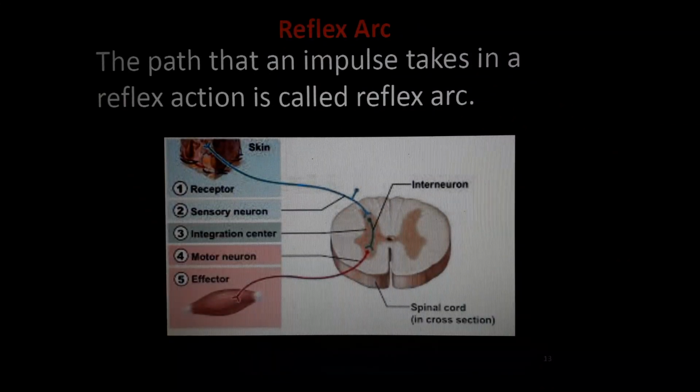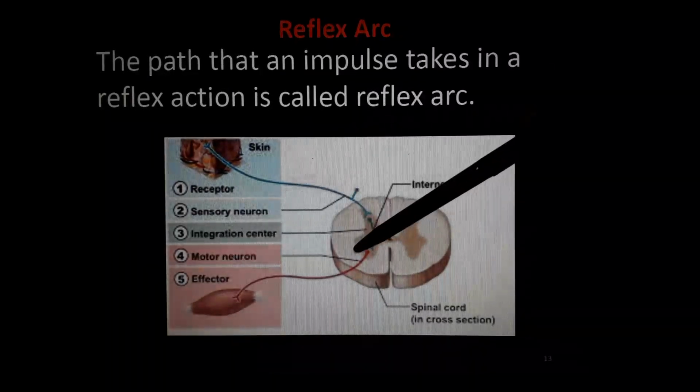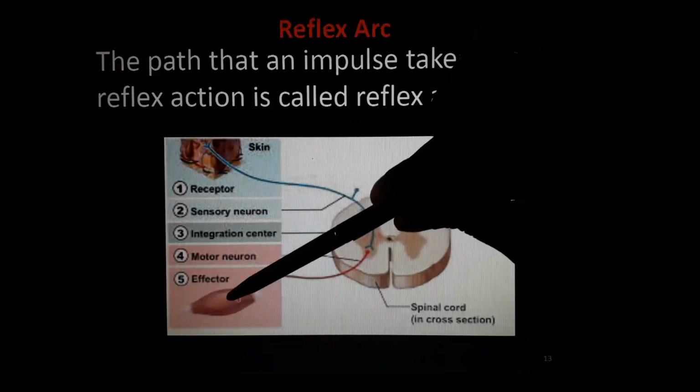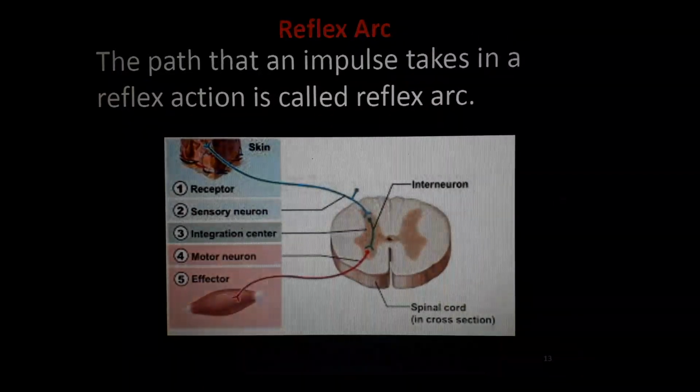Very important. And this path is called the reflex arc. This is very, very important. Reflex arc. See, this path. From the skin, here burn occurred. The receptor sends it through neurons to the interconnection center. These are the sensory neurons which take the signals from the receptor to the spinal cord. From the spinal cord, the integration center, automatically it sends the message back to the motor neuron, and the motor neuron sends the signal to the effector or the muscles. And suddenly the muscle will contract and our hand is pulled out.